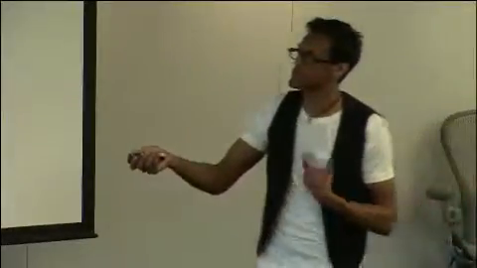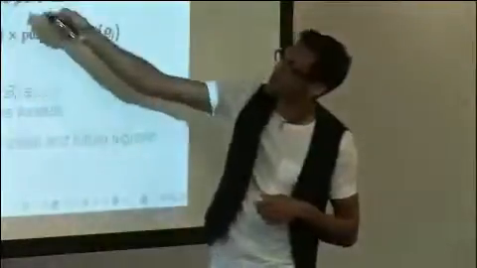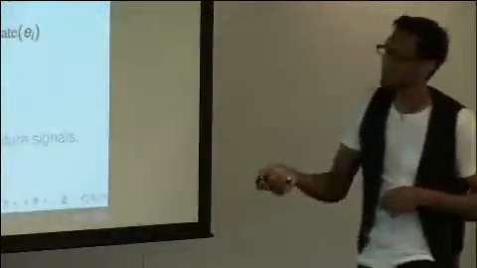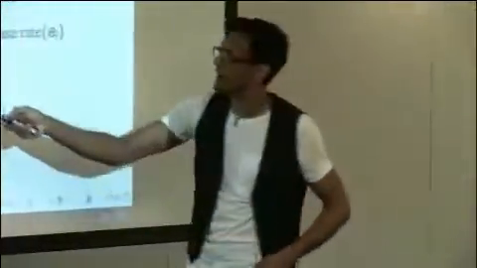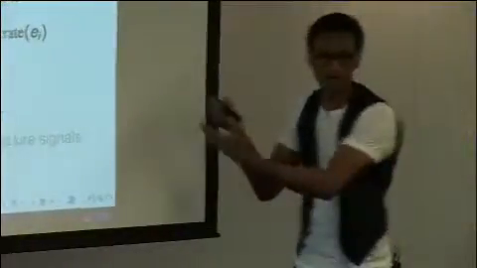We somehow need the value functions to also have a certain separation. There are two natural forms of separation to consider. One is a multiplicatively separable function, where the value function is a function of the initial type times a function of the future experience. This works for the ad auction case, where it's the profit times the chance of getting a purchase, because we can wrap these things into B, and this function A of theta is just theta. The function B is just whatever the Bayesian posterior works out to be for these rates.